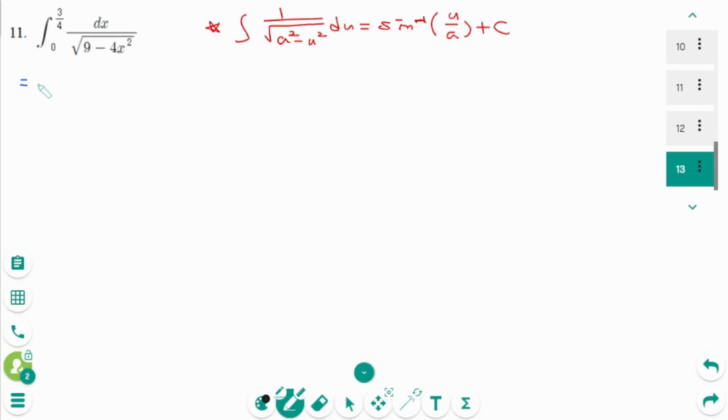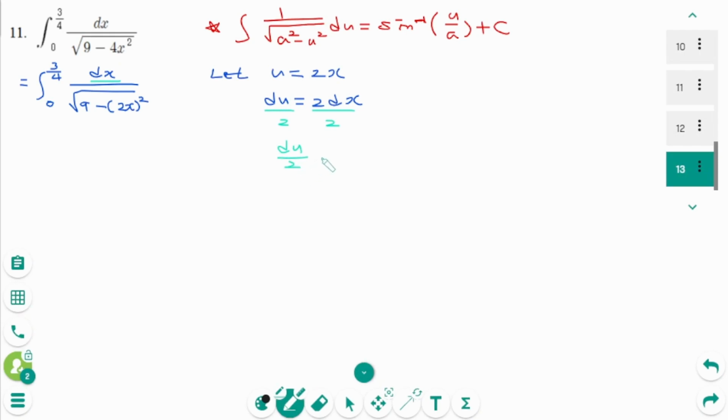We can rewrite as the integral from 0 to 3 over 4 of dx over square root of 9 minus 2x squared. Use u substitution. Let u be 2x. Differentiate each side: du equals 2 dx. There is only dx, so divide by 2 on each side. Du over 2 equals dx, the 2 is cancelled.